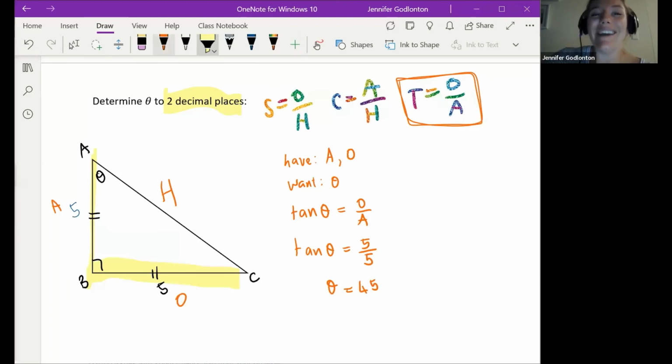If we are being pedantic, which we are because we're mathematicians, and mathematicians are nothing if not pedantic, we have to answer exactly what they've asked for. And they've asked for 2 decimal places, which is 45.00 degrees. But if you got the 45, I'm happy. 45 degrees is right. It's just that in this particular question, they asked for 2 decimal places.